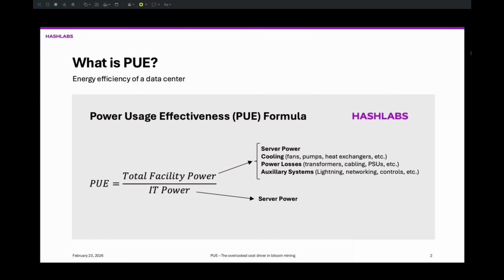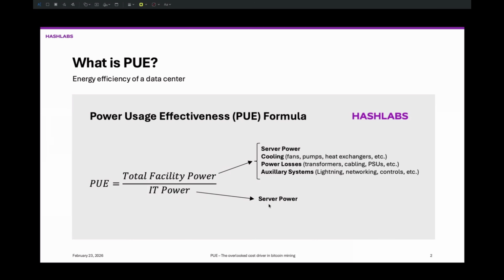What is power usage effectiveness? Power usage effectiveness, or PUE, is a measurement of the energy efficiency of a data center. In a data center, you basically have two types of power consumption. You have total facility power and IT power. Total facility power is the power consumption of the entire facility. That is all the components of the facility: server power, so IT power, cooling, power losses, and auxiliary systems like lighting, etc. They all consume power, and together that is the total facility power.